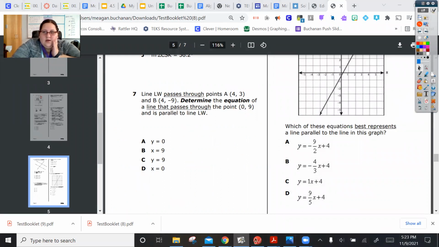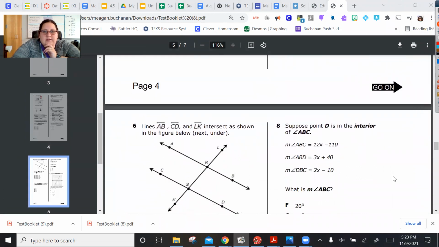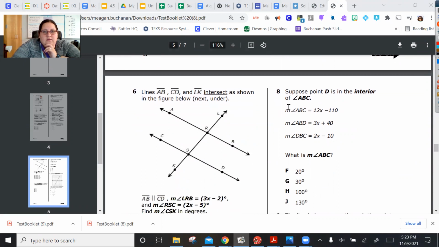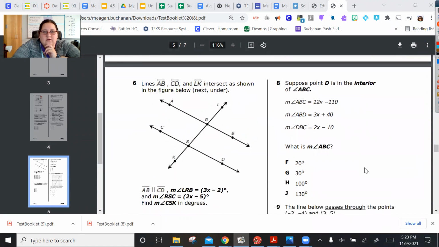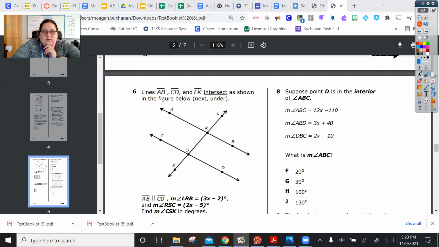Okay, let's go to 8. Suppose that point D is in the interior of angle ABC. The measure of ABC is 12x minus 110, the measure of ABD is 3x plus 40, and the measure of DBC is 2x minus 10. What is ABC? So it wants to know the measure of the full thing, knowing these two things.